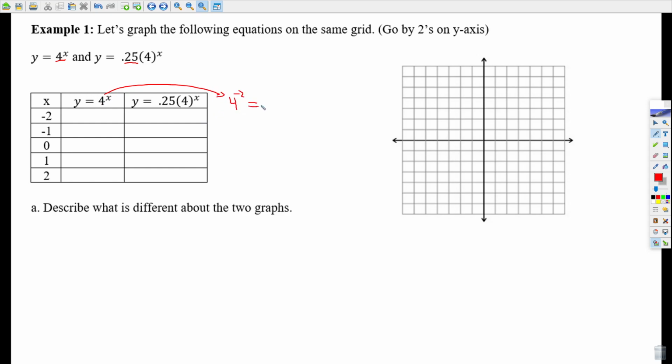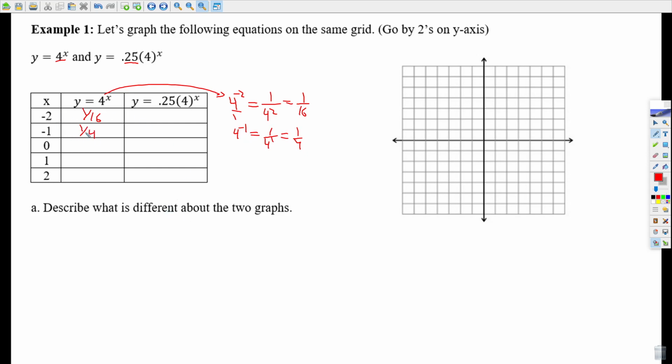4 to the negative 2 is the same thing as rewriting it as 1 over 4 squared to make it positive. Remember, we got to do that. So this is 1 over 16. What if we have negative 1 there? 4 to the negative 1. Flip that around. It's 1 over 4 to the first. That's 1 over 4.